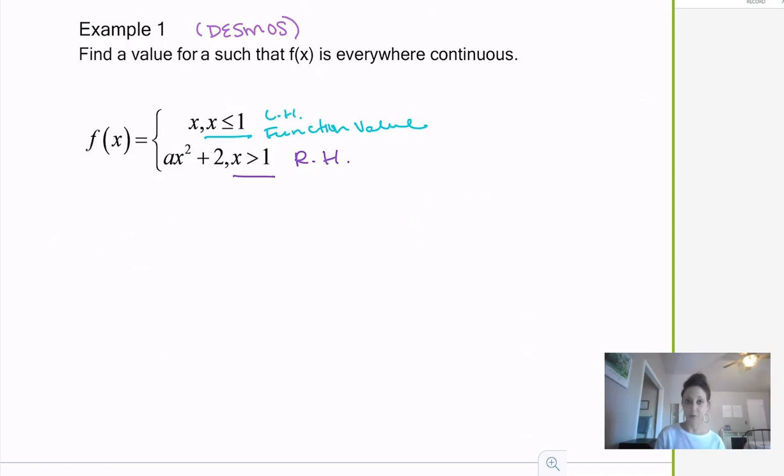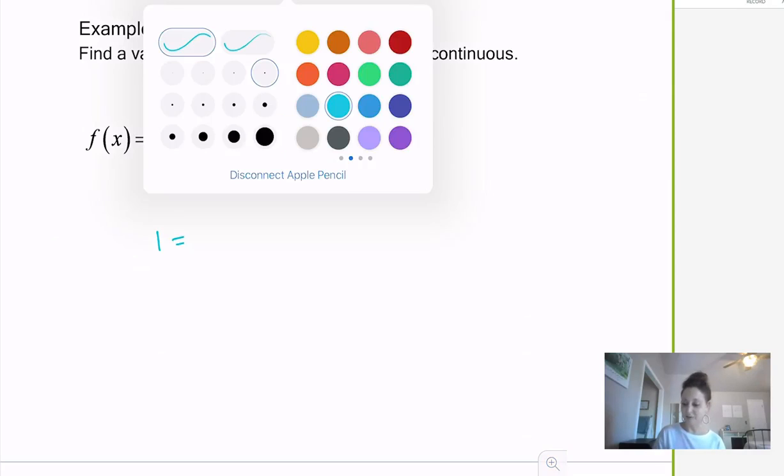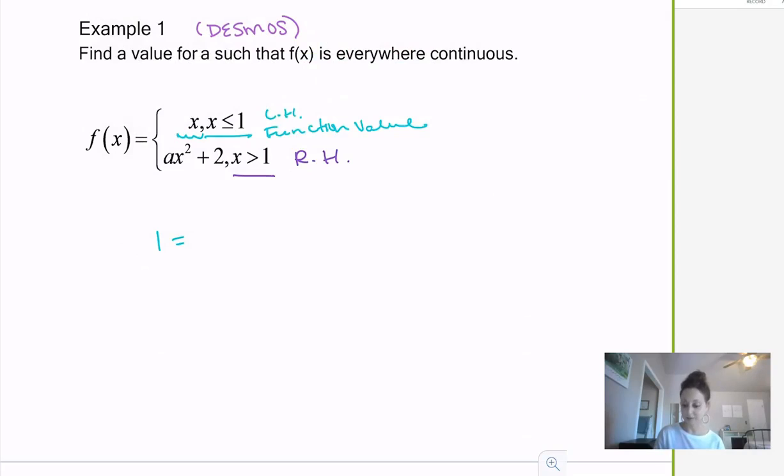So if I plug in 1 for x into the top piece, what do I get? I get 1, and I just plugged in 1 for that x, and I need that to equal the bottom piece, also at x equals 1. Okay, so if I plug in 1 for x there, I get a times 1 squared, which is 1, plus 2. So now let's solve this for a.